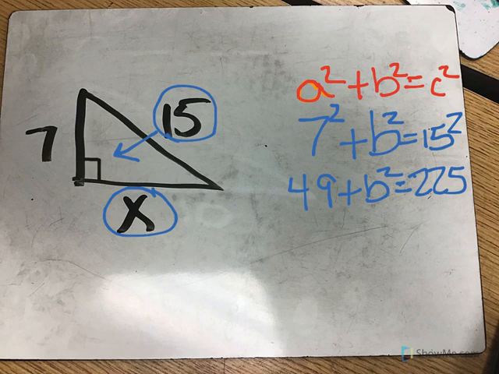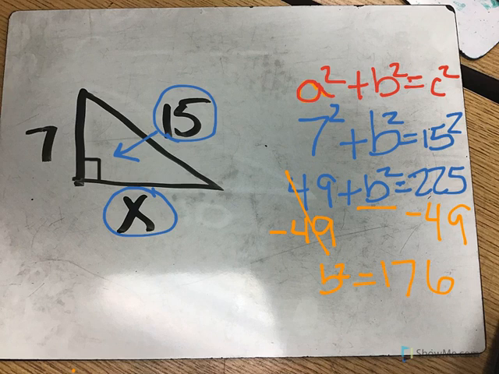Now, like solving an equation, this is an equation. I need to isolate the variable. I need to get the b alone. To do that, I need to get rid of the 49. So currently 49 is positive, so the inverse of adding 49 would be to subtract 49. This zeroes it out. Whatever I do to the left side, I do to the right side. And this leaves me with b squared equals 176.